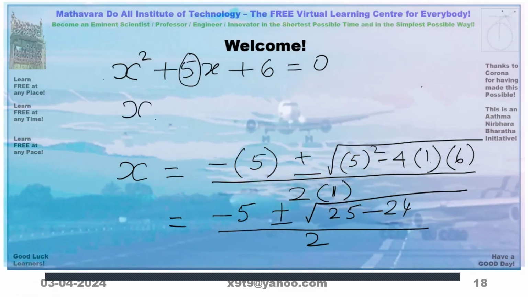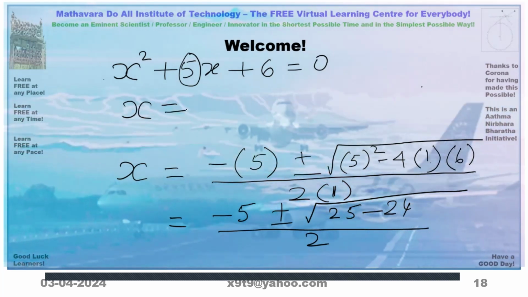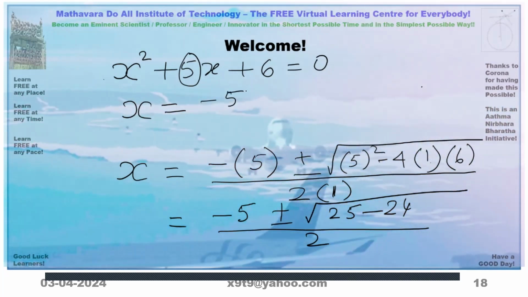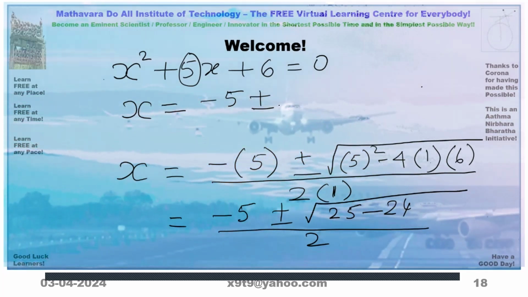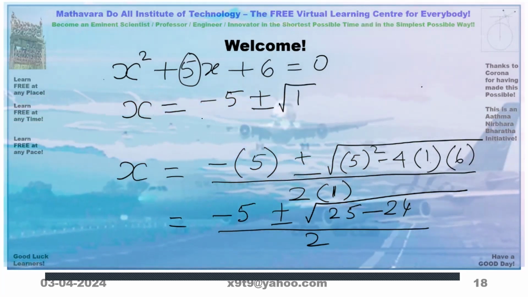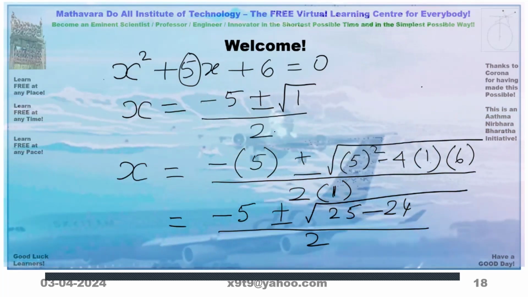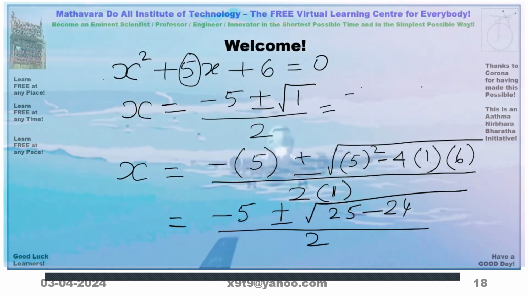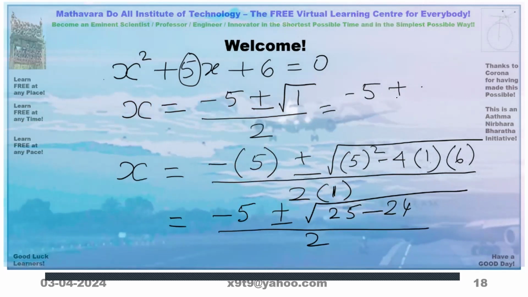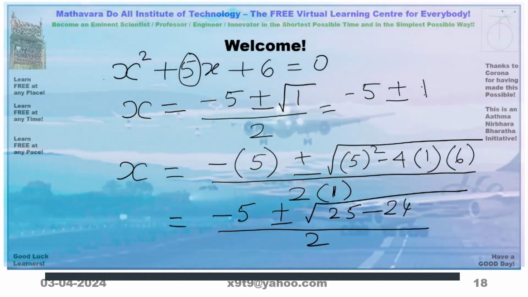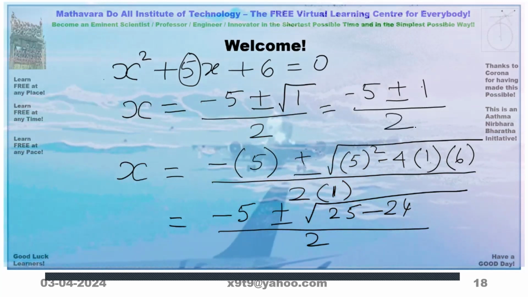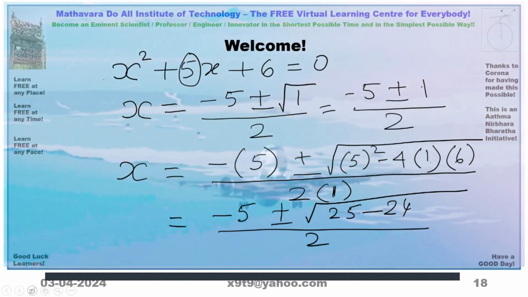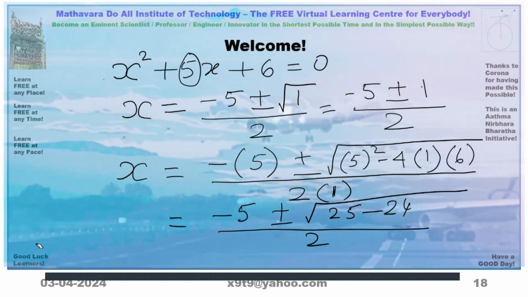So x becomes equal to minus 5 plus or minus the square root of 25 minus 24, which is 1, divided by 2. So this is minus 5 plus or minus the square root of 1, which is 1 only, divided by 2. Oh, that's how you do it.